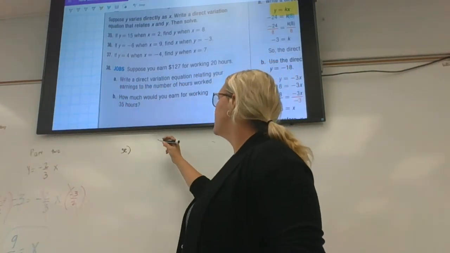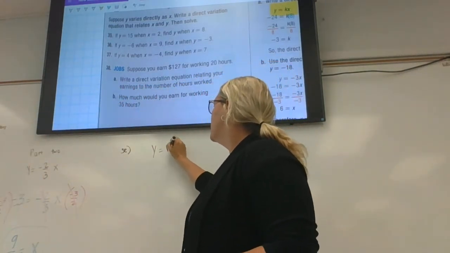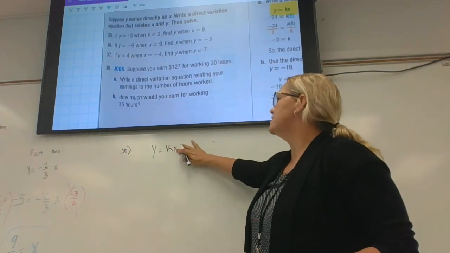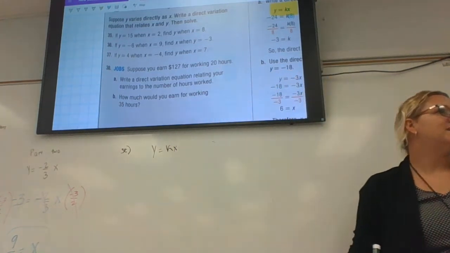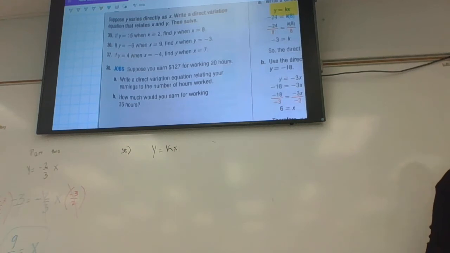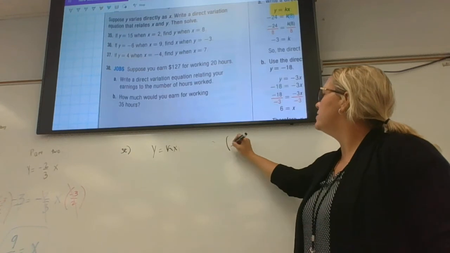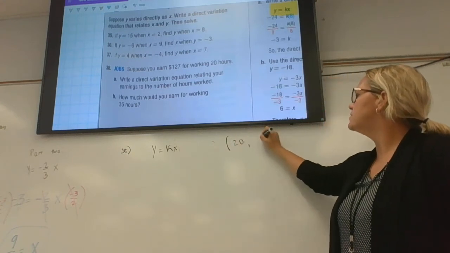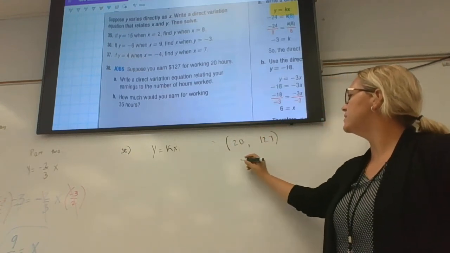So it's still direct variation. I told you guys that hours is usually X or Y? X. So my ordered pair would be X equals 20 and my income would be 127.